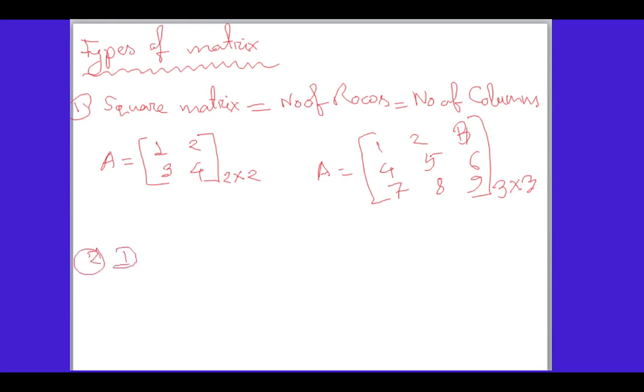Now the second type is the diagonal matrix. So what is a diagonal matrix? In a diagonal matrix, there are elements only on the diagonal. All the other elements are 0. A diagonal matrix is a square matrix, but in this matrix only the diagonal elements are present and all other elements are 0. Suppose this is a square matrix, 2 by 2.